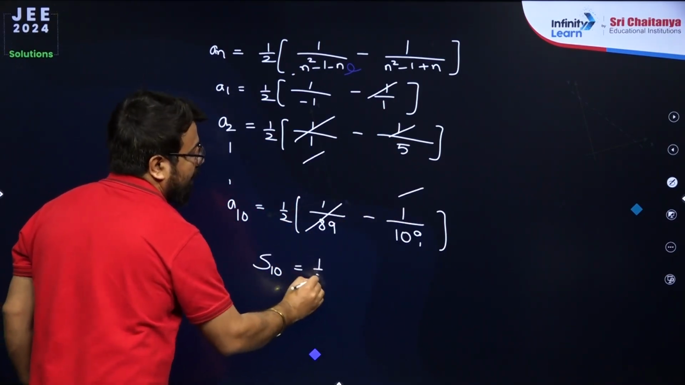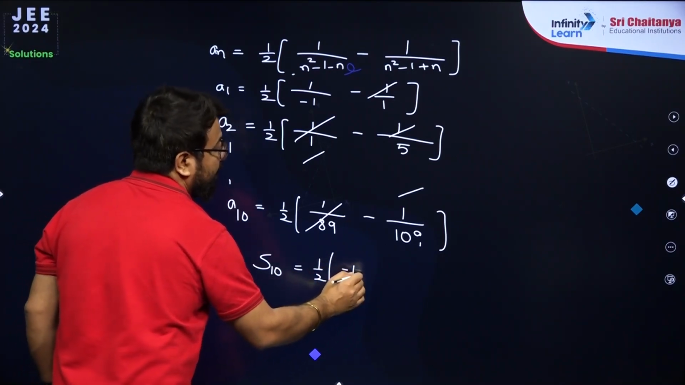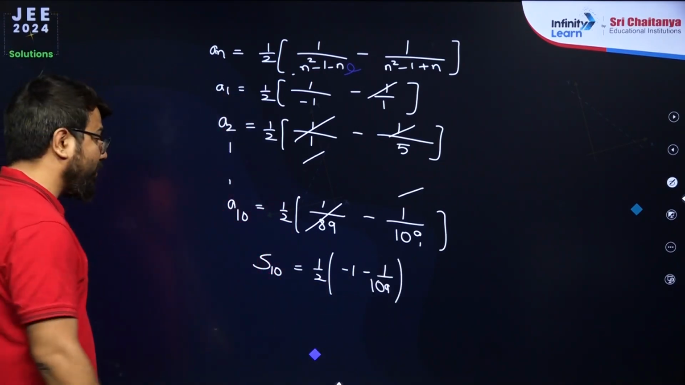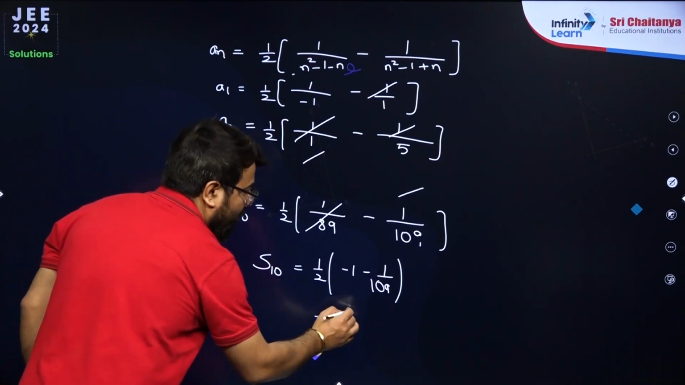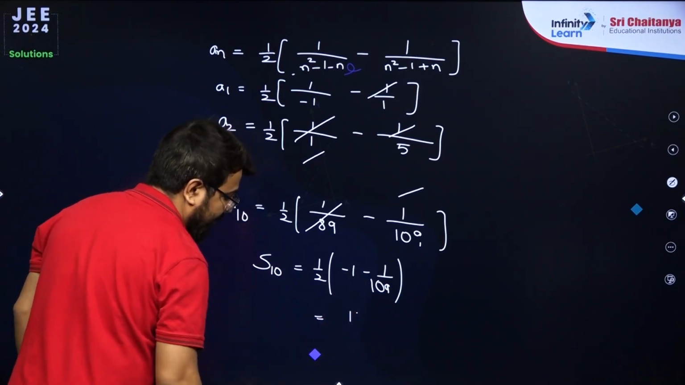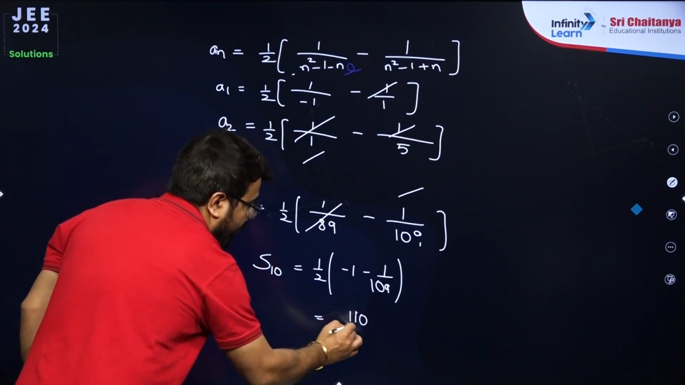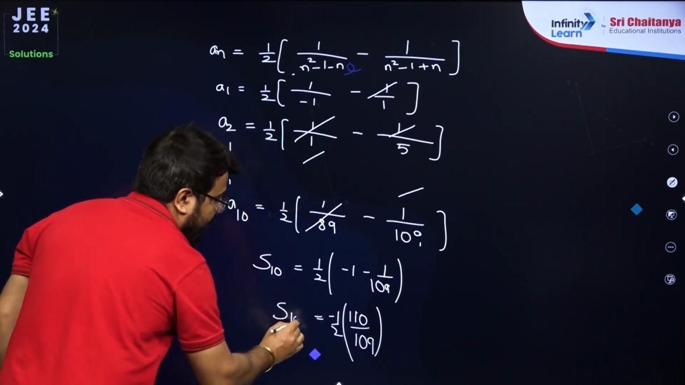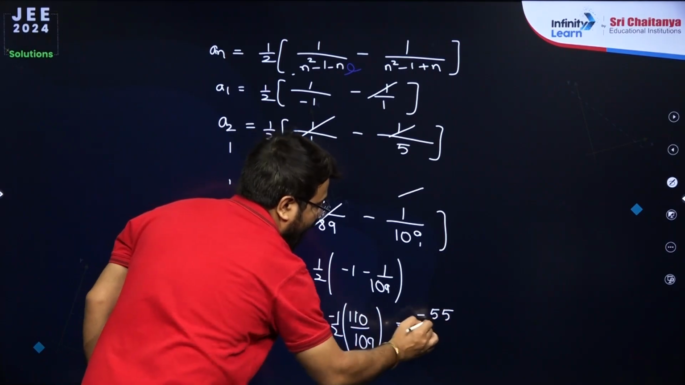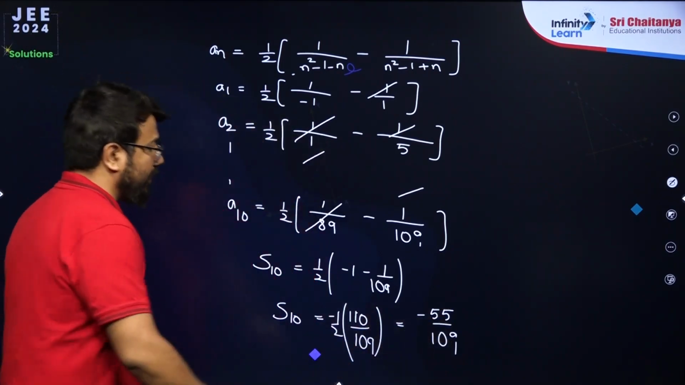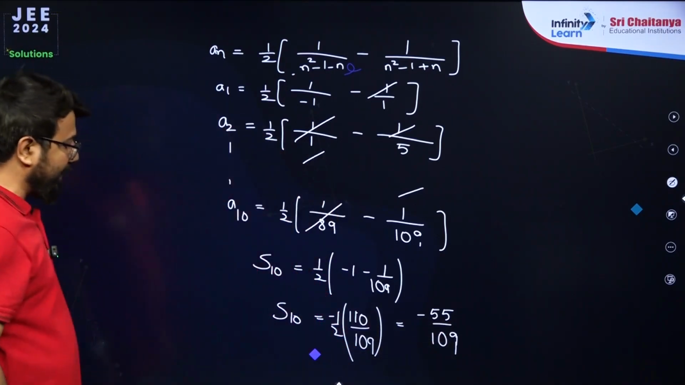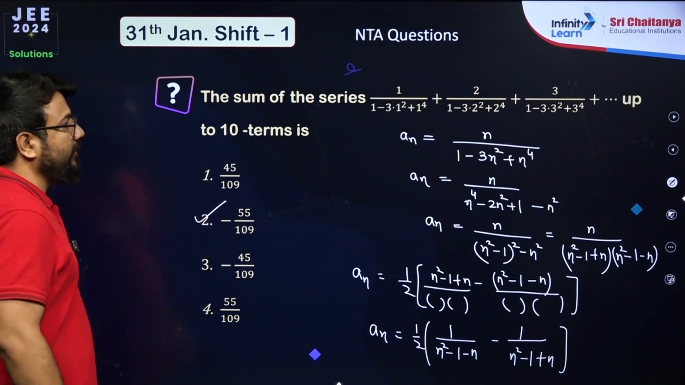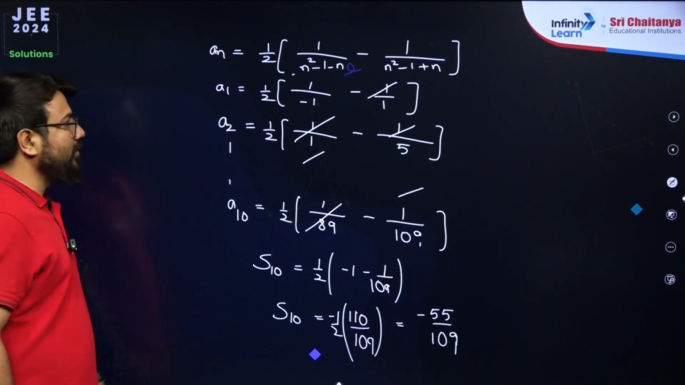get S10 as half of minus 1 and then minus 1 over 109. Okay. So if I try to get the sum over here, it will be 109, it will become 110, I think so. Okay. And whole divided by 109. But that is being multiplied by half over here. So that is why it will be minus 55 over 109. Now, is there any option being given of the result minus 55 over 109? Yes, so the second option will be the final answer. I hope you are able to understand how we got the answer to this result.